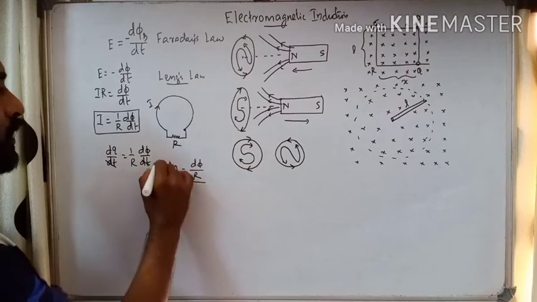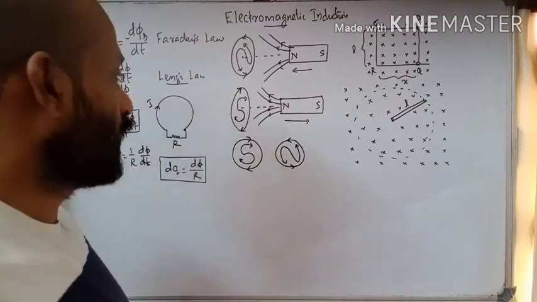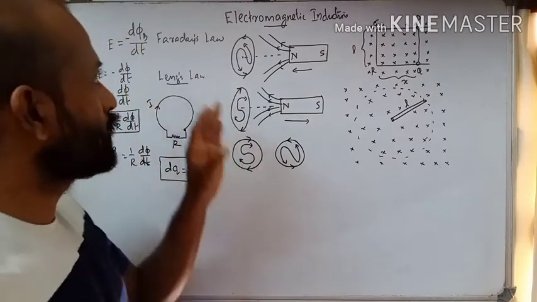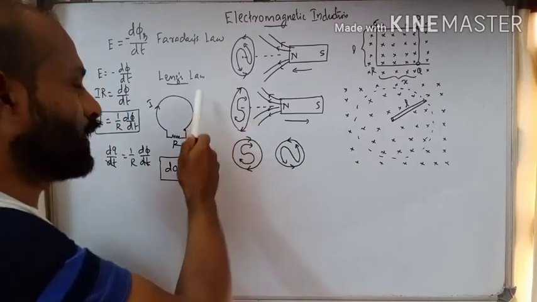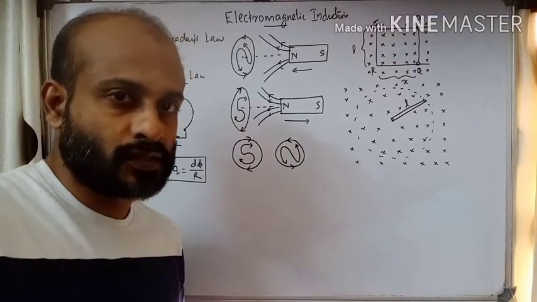This is the expression for a charge flowing through the closed circuit whenever there is a change in magnetic flux associated with the closed circuit. So that's about electromagnetic induction, and we have seen two laws, Faraday's law and Lenz's law. Actually, Lenz's law is related to conservation of energy.